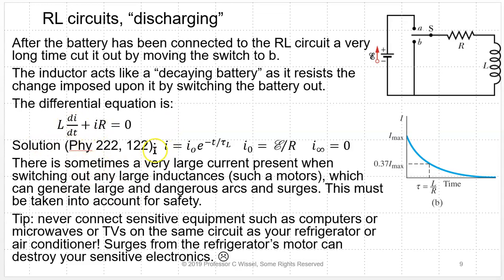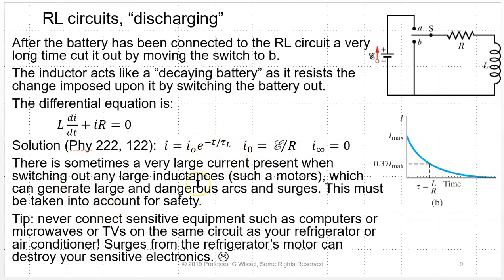The solution of this for everybody is I equals I naught times e to the minus t over tau L. I naught, of course, is just E over R. That is the original current. That's this current here. That'll be the EMF of the battery divided by the resistance of the circuit. And after a very long time, the exponential will go to 0, so the current will go to 0 too. So it drops off as a decaying exponential. And there's the decaying exponential right there.